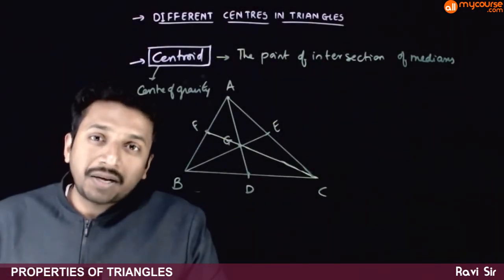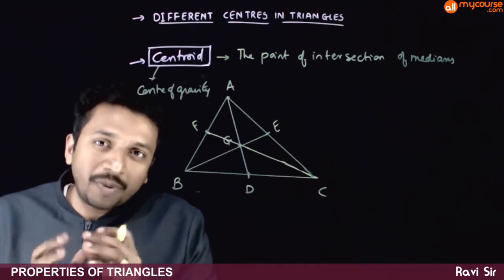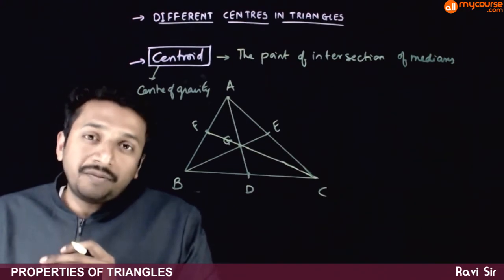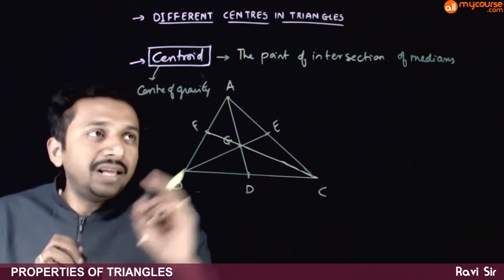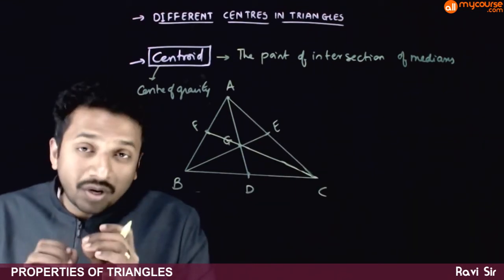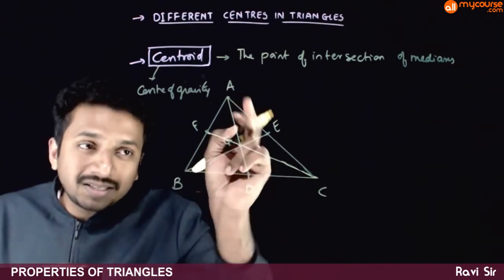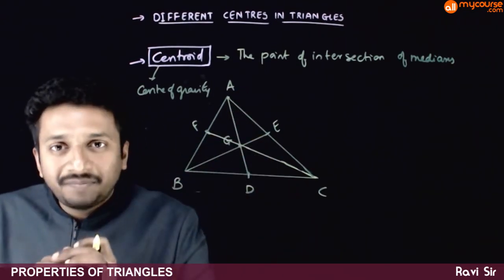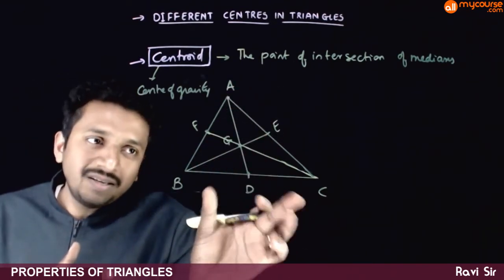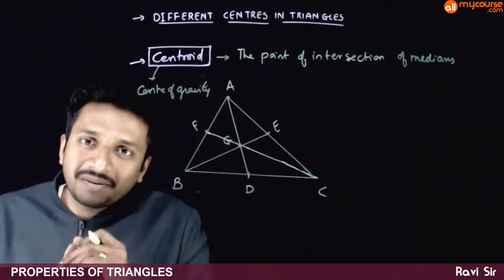In this video, let us look at what the centroid is, and we'll also look at some of the properties of this centroid. Now, the centroid of a triangle is the point of intersection of the medians of the triangle. And what is a median? A median is a line joining the vertex with the midpoint of the opposite side. So if you take the vertex A, the opposite side is the side BC. So if D is the midpoint of BC, then AD is the median.